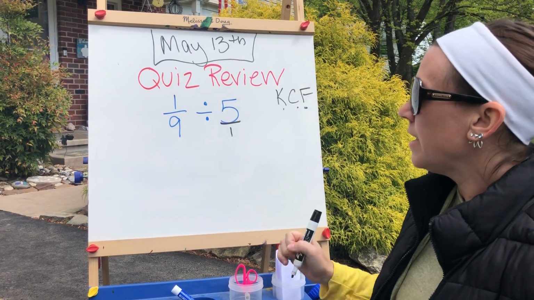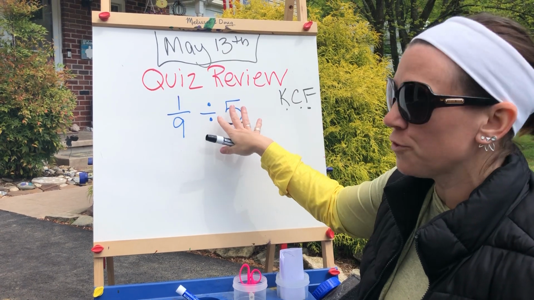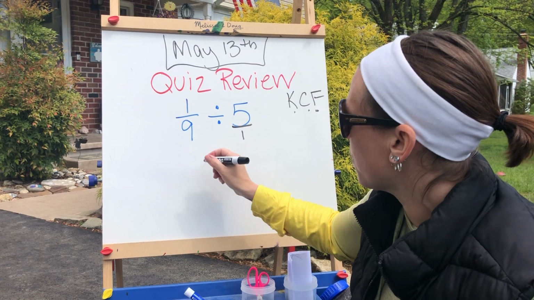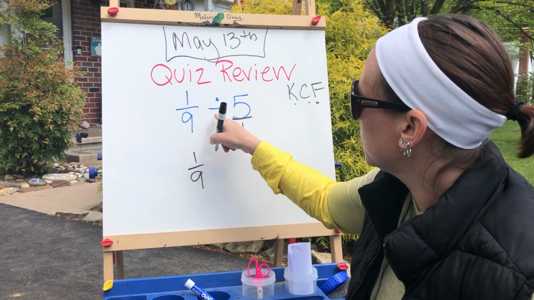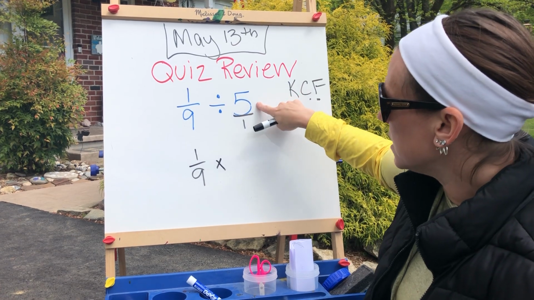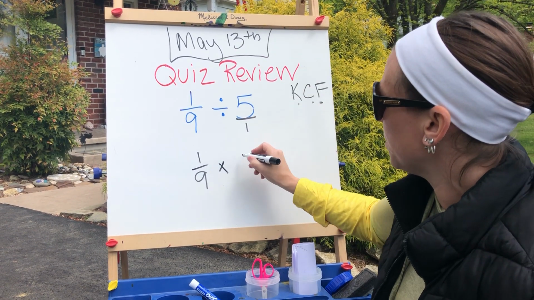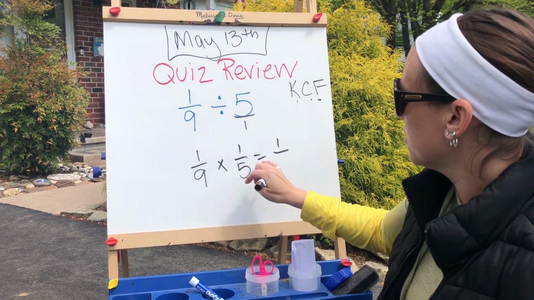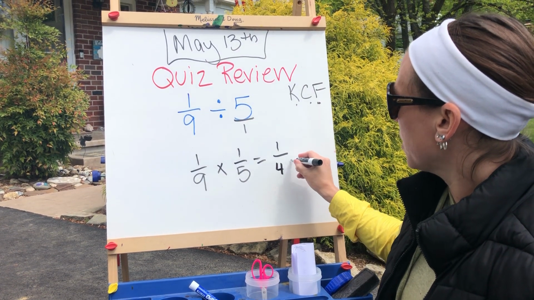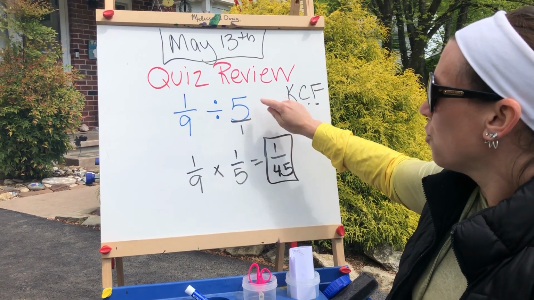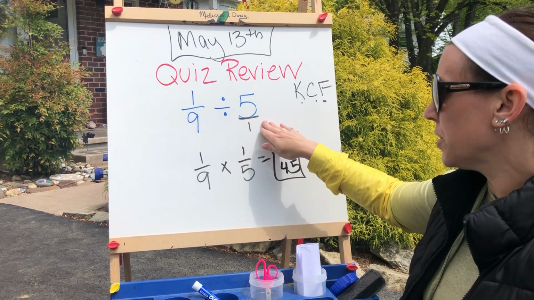Now, don't try to do the keep, change, flip here. Come down underneath of it and say to yourself, all right, keep the first, change the sign, flip the second. So this is 5/1. I need to flip it to 1/5, multiply my tops, multiply my bottoms, and I end up with 1/45. Some of you were flipping the first and keeping the second.